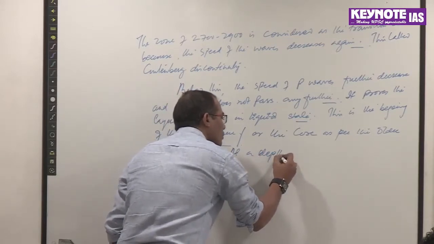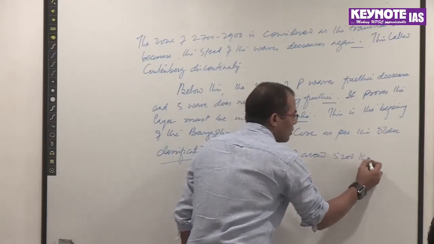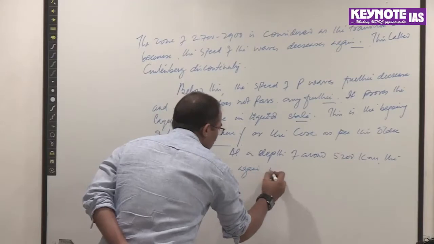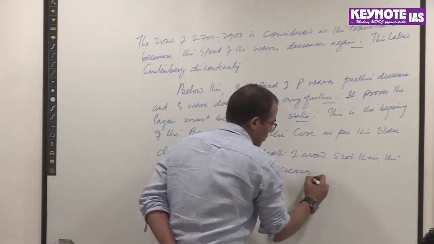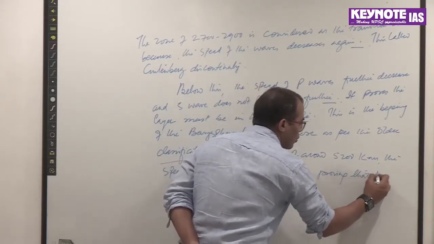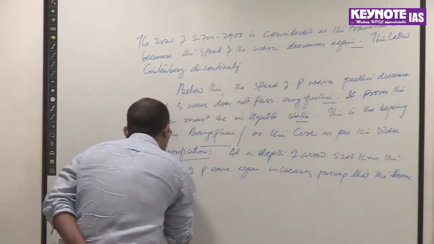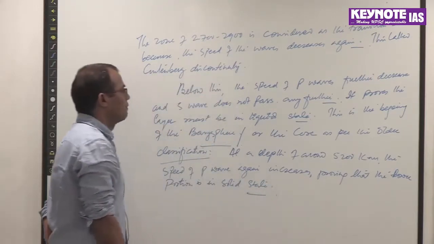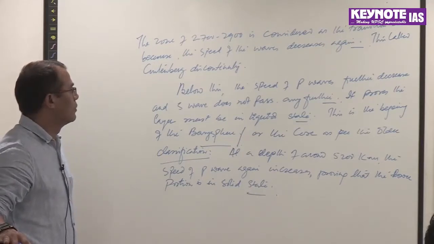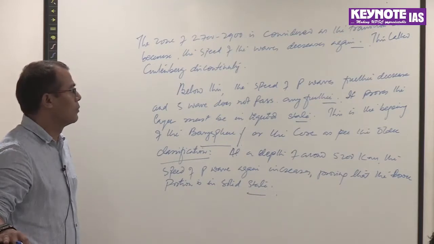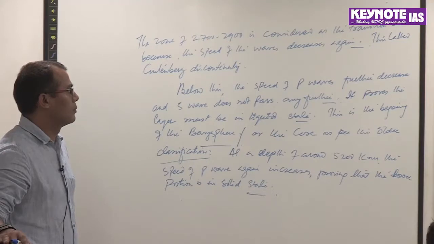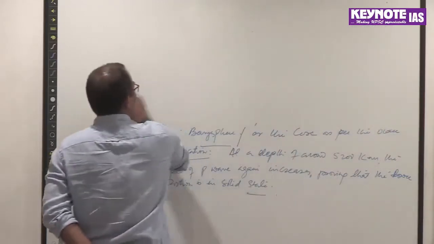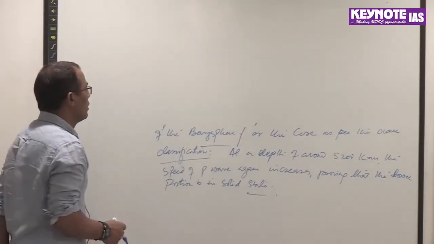At a depth of around 5200 kilometers, the speed of P wave again increases, proving that the lower portion is in solid state. Lower portion is in solid state.